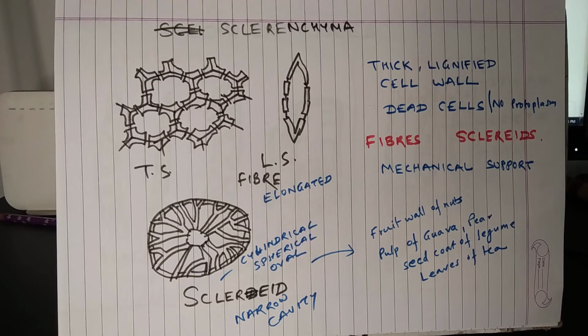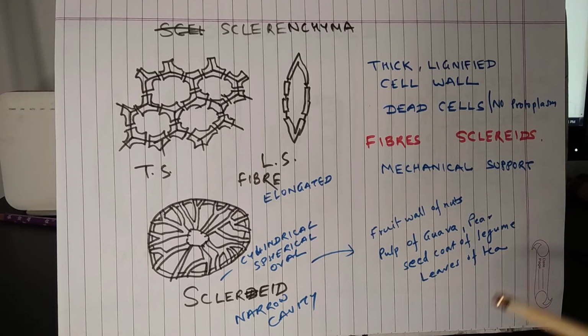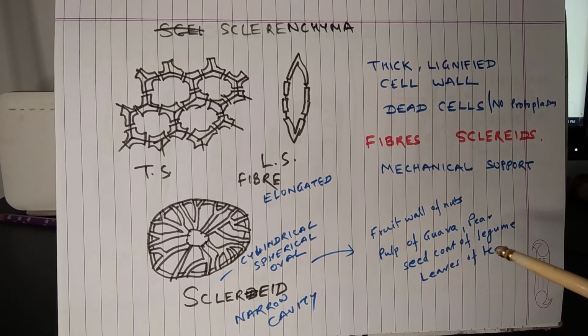The sclerids are present in fruit wall of nuts, pulp of guava, pear, seed coat of legume like chickpeas or pea, leaves of tea. So when you eat a pear or guava, you will get the crunch of eating the fruit, and that crunch comes because of the presence of these sclerids. The outer covering of a peanut is very hard, and that is also because of these sclerids.